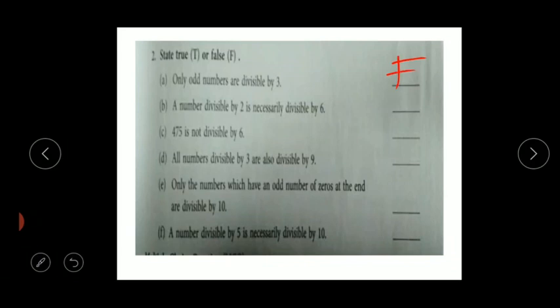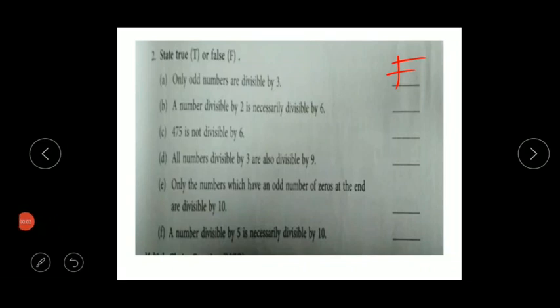Okay. Proceeding to part B. A number divisible by 2 is necessarily divisible by 6. It's not like that, because to get divided with 6 you have to consider 3 also, right? So this statement is also false. A number divisible by 2 is necessarily divisible by 6.